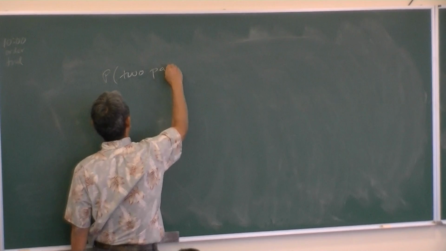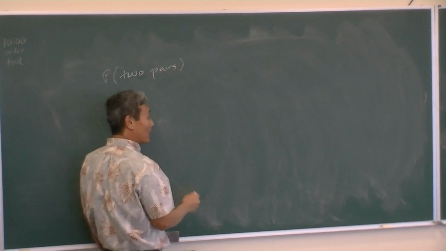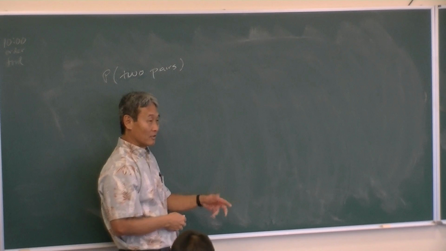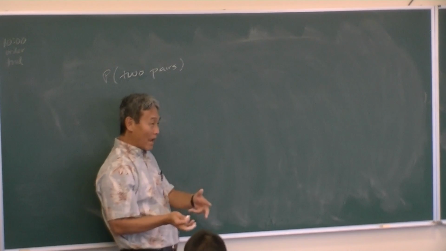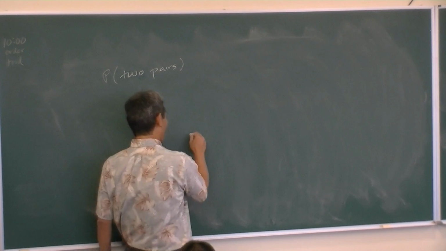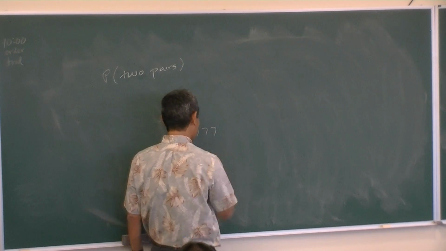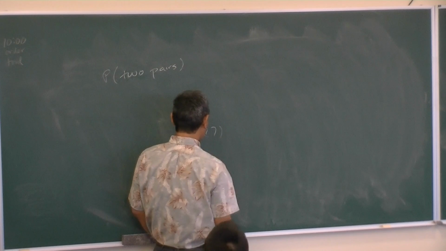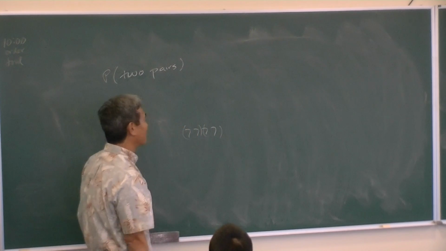2 pairs. Now, you guys understand what 2 pairs are? That's like 2 jacks and 2 sevens, 2 queens and 2 eights. What if you get 4 sevens? Is that 2 pairs? No, that's 4 of a kind.